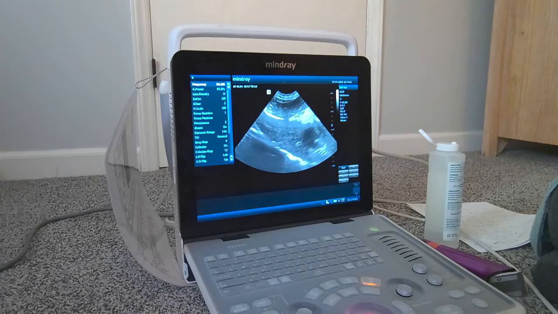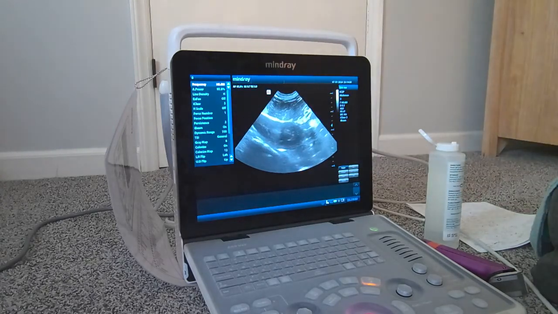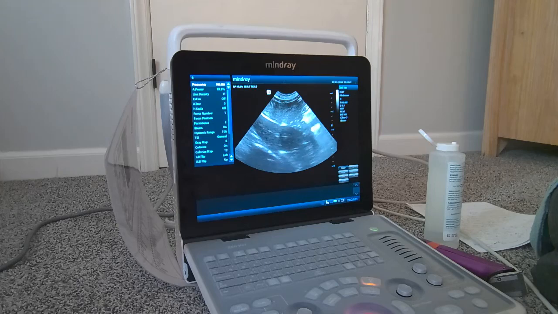What I like to do is start with a subxiphoid approach. So I'm going to get my probe right along midline of the abdomen, right underneath the xiphoid, pointing my probe in the cranial direction. If you look on the screen, the marker is going to be cranial on the left, and right is going to be caudal.